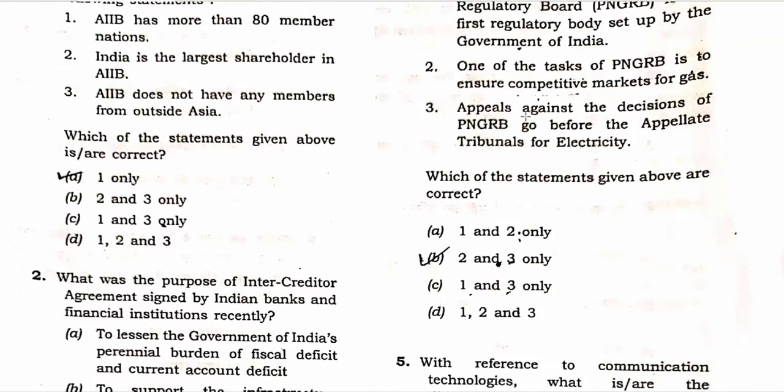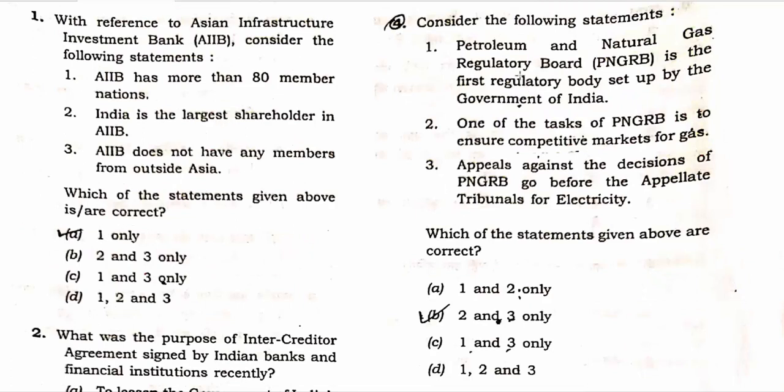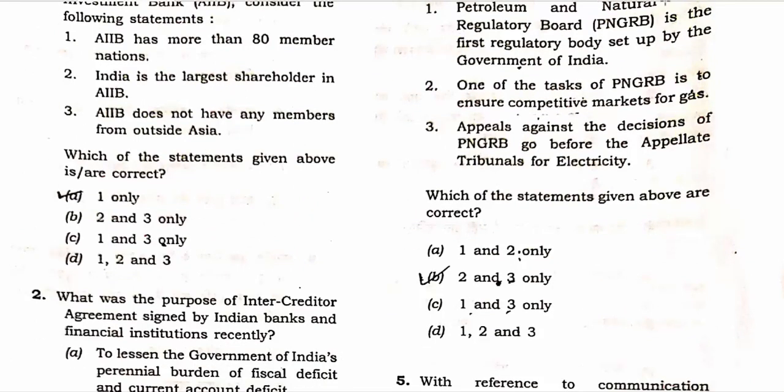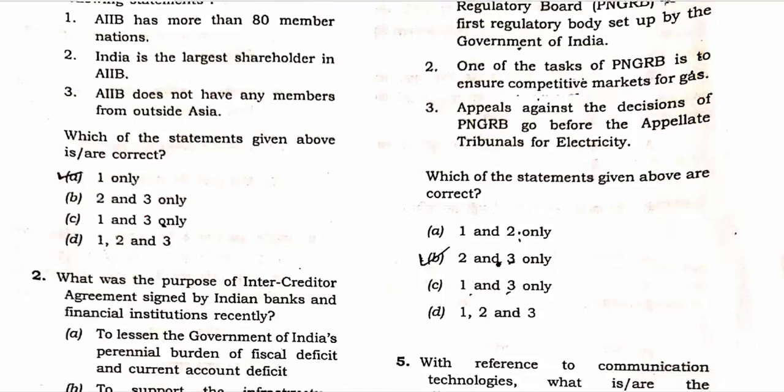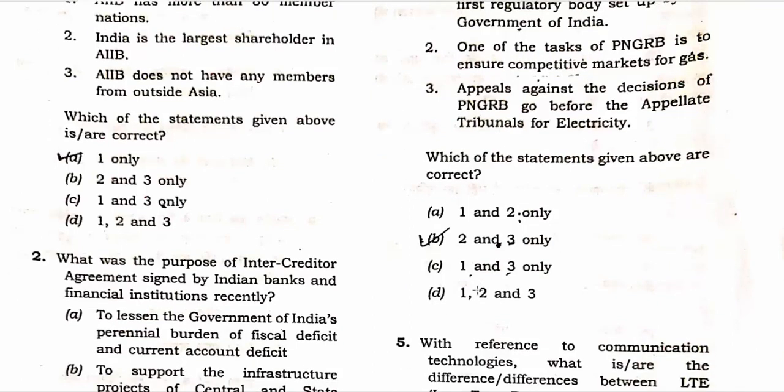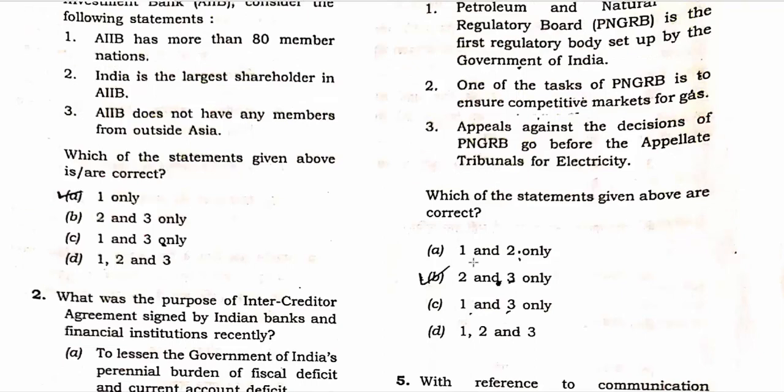Yes, this is correct. And the third statement, appeals against the decisions of the PNGRB go before the Appellate Tribunal for Electricity. This is also correct. In this part, the answer would be 2 and 3 only, because the first one is outrightly taken out. If you take out the first statement, if you very clearly know this is not the answer, then directly options A, C and D are eliminated, and without any further ado, you'll be left with only one option, and that is 2 and 3. Even if you don't know statement 3, the answer would be only B, that is 2 and 3. So this we call the elimination method.